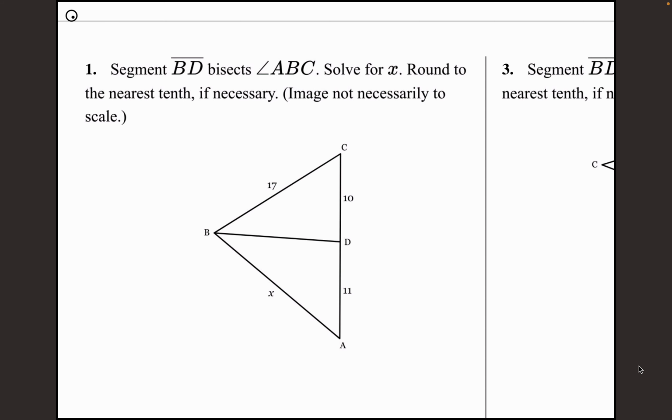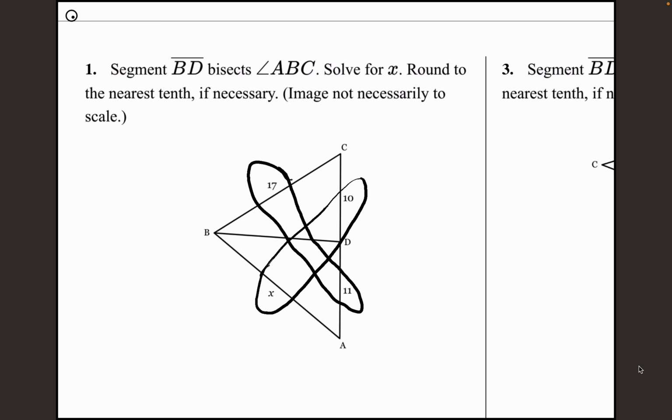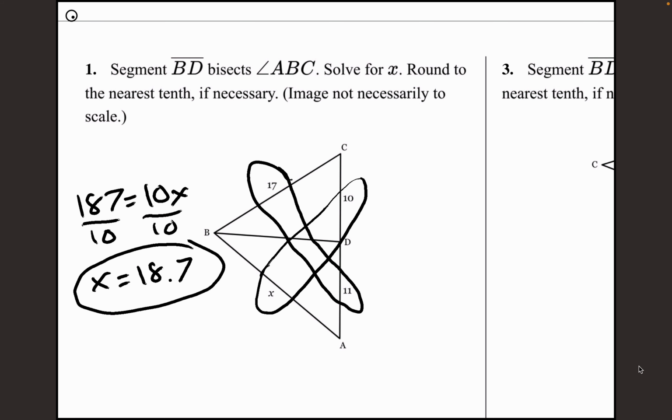On this one, I don't have to set it up, I can just cross multiply. So what am I going to multiply 17 times? 11 and x times. So what's 17 times 11? Equals 10x. And then divided by 10, and what should I get? Perfect.